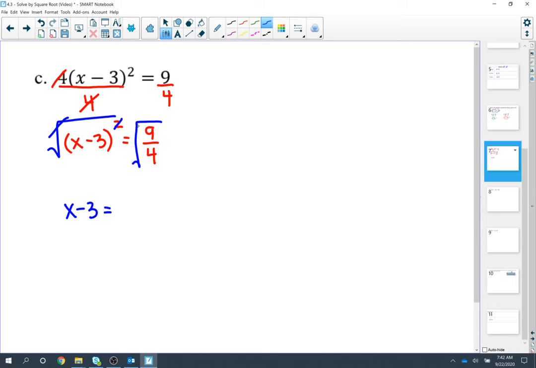Now remember, when you have a square root of 9 over 4, we can also write this as the square root of 9 over the square root of 4. We know the square root of 9 is 3. We know the square root of 4 is 2. So ultimately we have 3/2. But keep in mind that when you take the square root, you're also going to have x minus 3 equals negative 3/2.